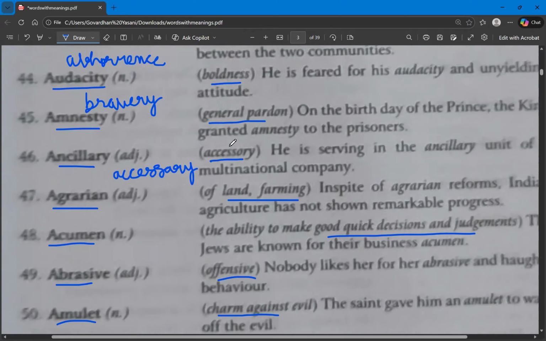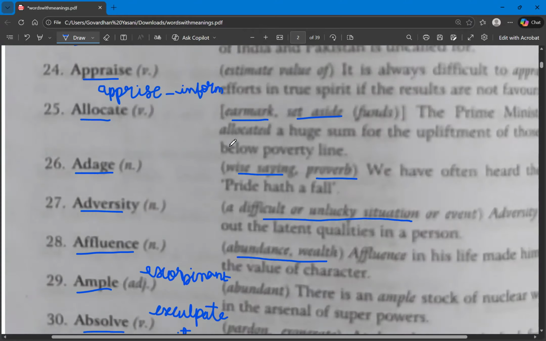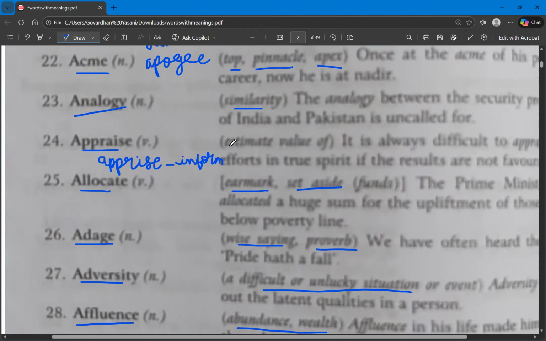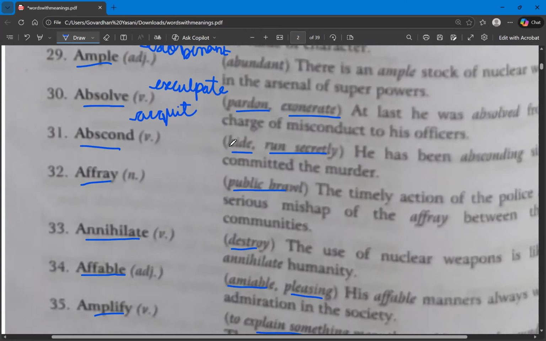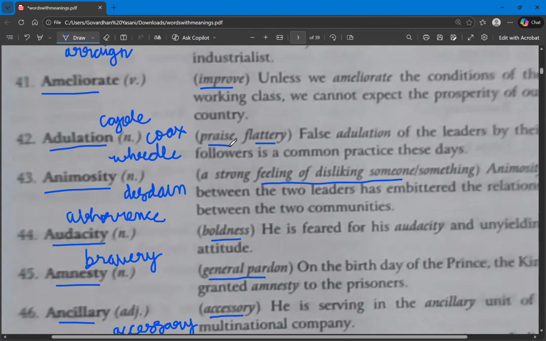So these are the 50 words under letter A, that is from Objective General English by Arihant. Okay, so now we'll move to the next letter, that is B.